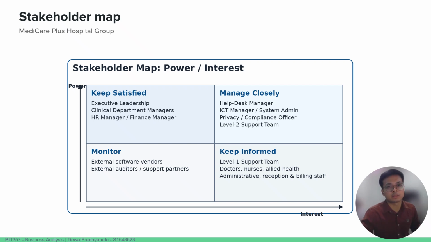Stakeholder map based on power and interest. Executives and department managers should be kept satisfied because they need reliable reports and service performance information. Clinical staff should be kept informed because they depend on clear ticket status updates and communication.